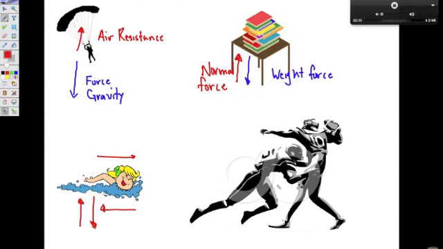For this football player here, we see that his movement is going to the right, so that must be the tackle force, but his body is also applying a force in the opposite direction. He has a weight force, and he also has a force acting up on him from the ground, which we call the normal force as well. So hopefully you're able to identify those.